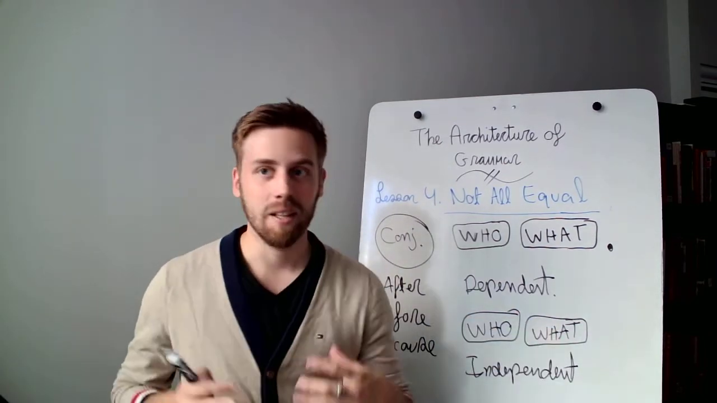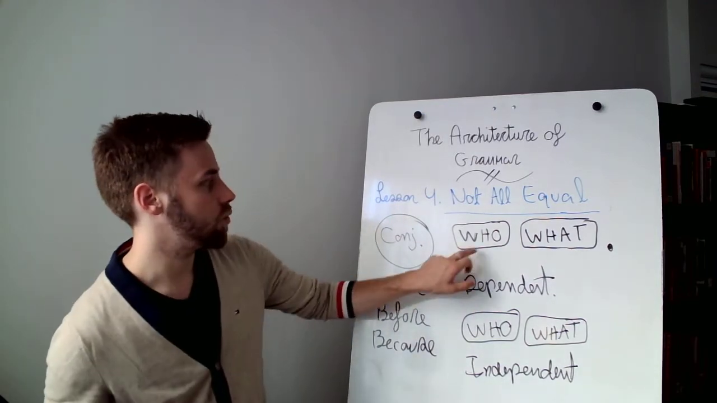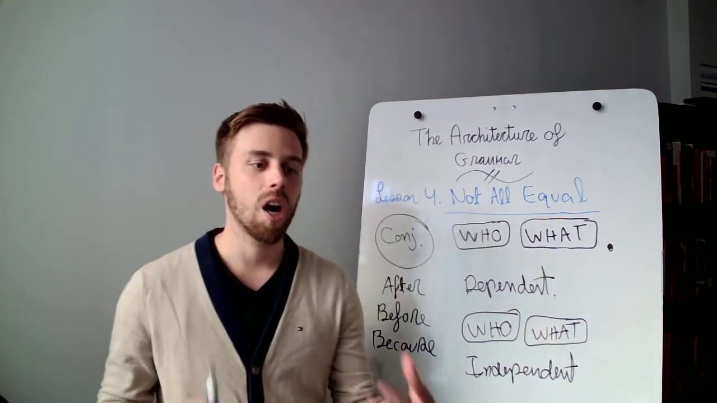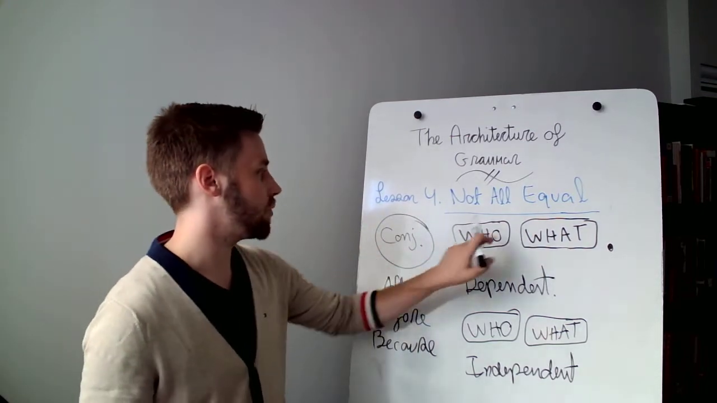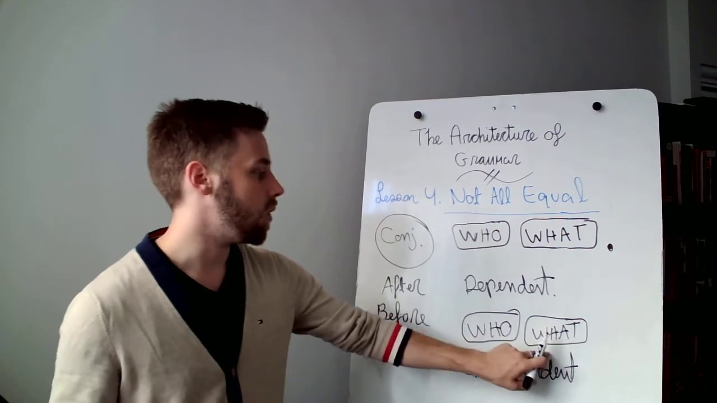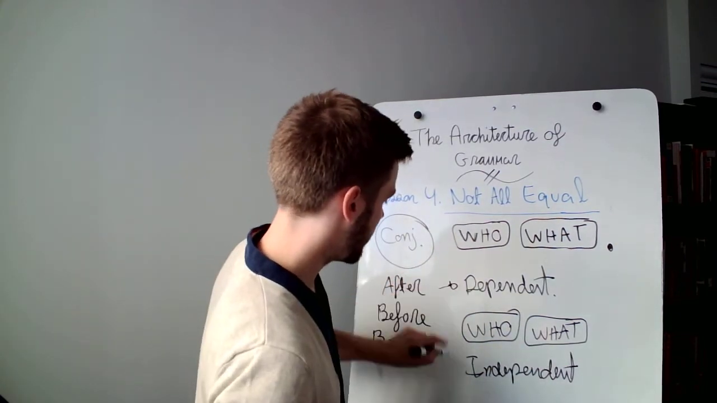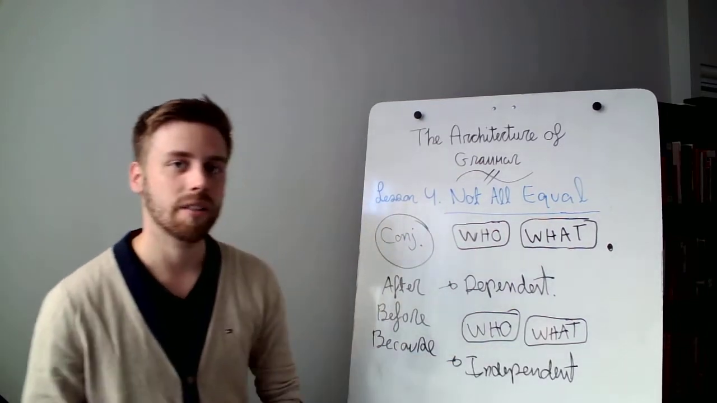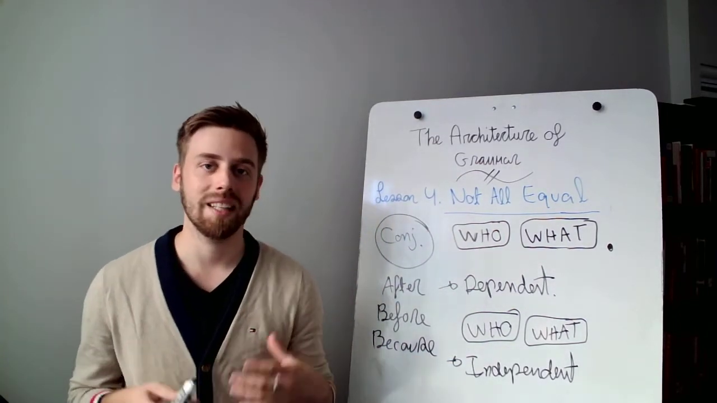That's independent. It can be a sentence on its own, but "after Léandre drank coffee," that is not a sentence. It cannot stand on its own. I would have to say, "After Léandre drank coffee, he went for a walk." So I would have a dependent and an independent clause, and that would give me a full grammatical sentence. We call that a complex sentence.